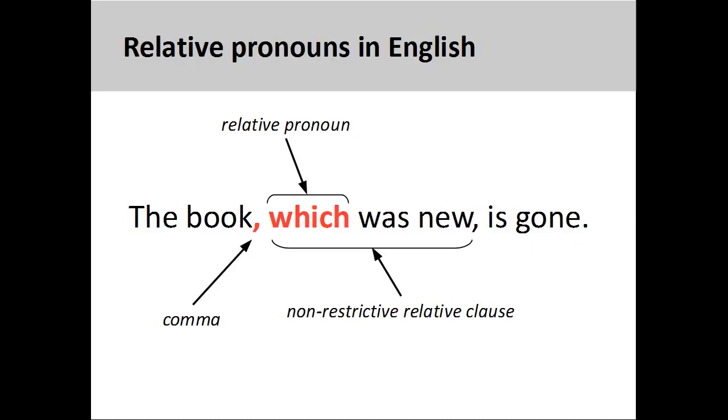A non-restrictive relative clause, however, provides us non-essential information about the noun it modifies and is set off by a comma. I raise this point not to belabor the difference between these two types of relative clauses in English, but to introduce an important feature of German relative clauses. As we will see in the coming slides, all relative clauses in German are set off by a comma.